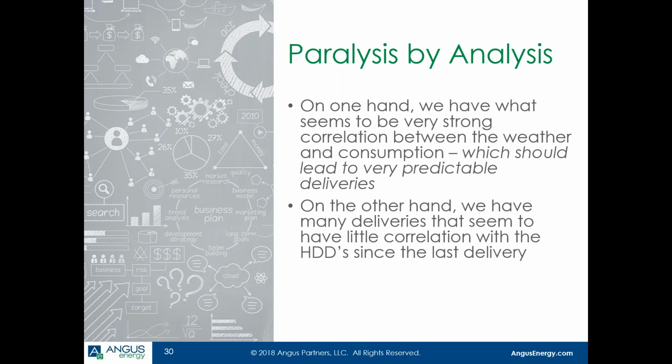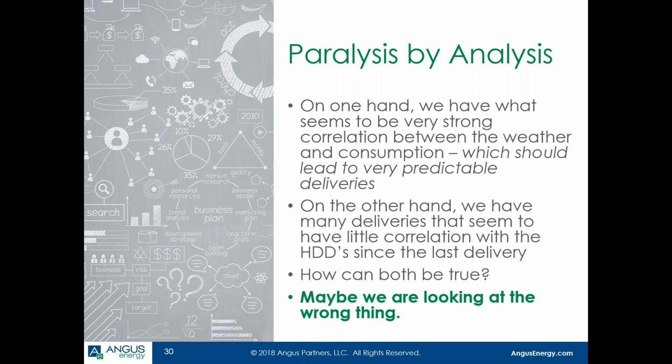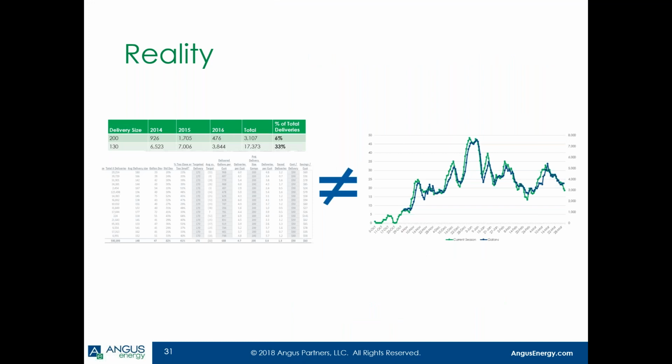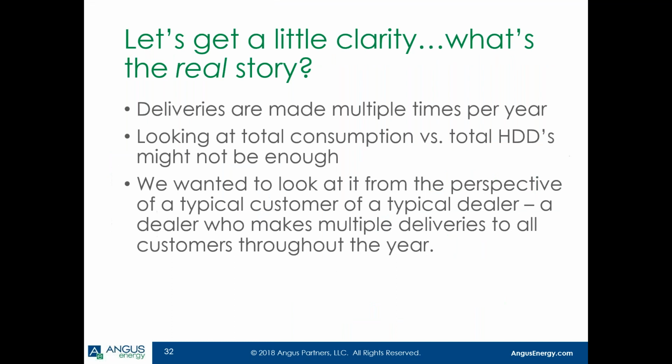Okay, so again, paralysis by analysis. On one hand, we have what seems to be a very strong correlation, which should lead to predictable deliveries. On the other hand, we have many deliveries that seem to have little correlation to those HDDs, meaning maybe we're looking at the wrong thing, right? We said before on the left-hand side that we're off, yet on the right-hand side it looked like it matched. Why is this happening? Because again, it's a paradox of all deliveries at one time compared to what really happens.